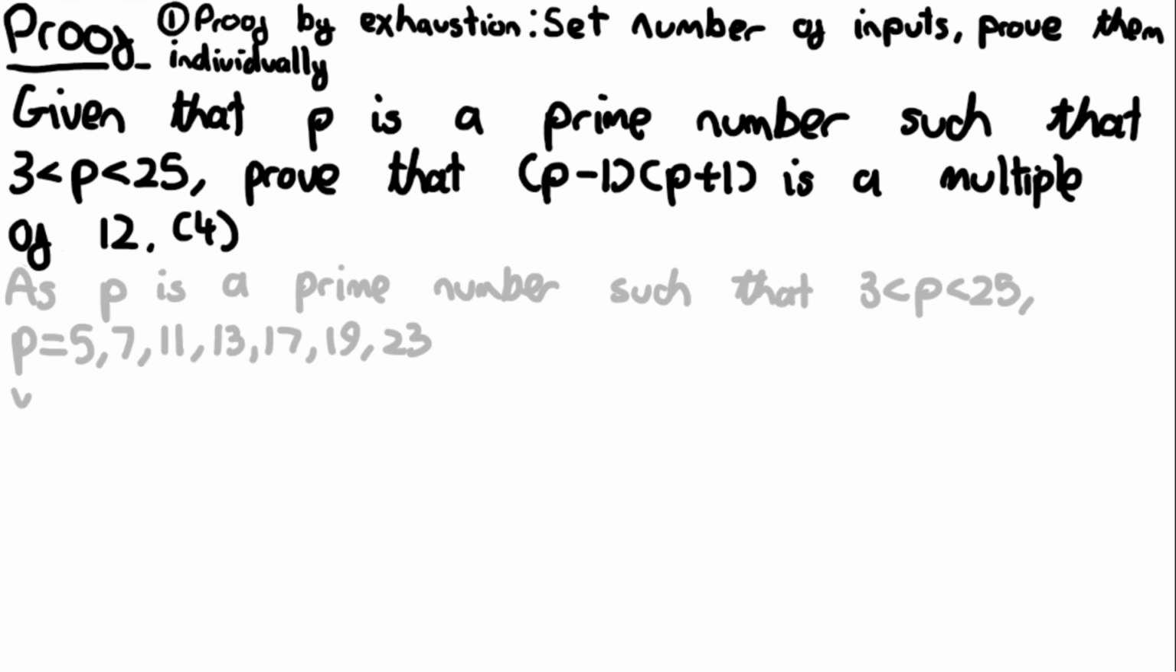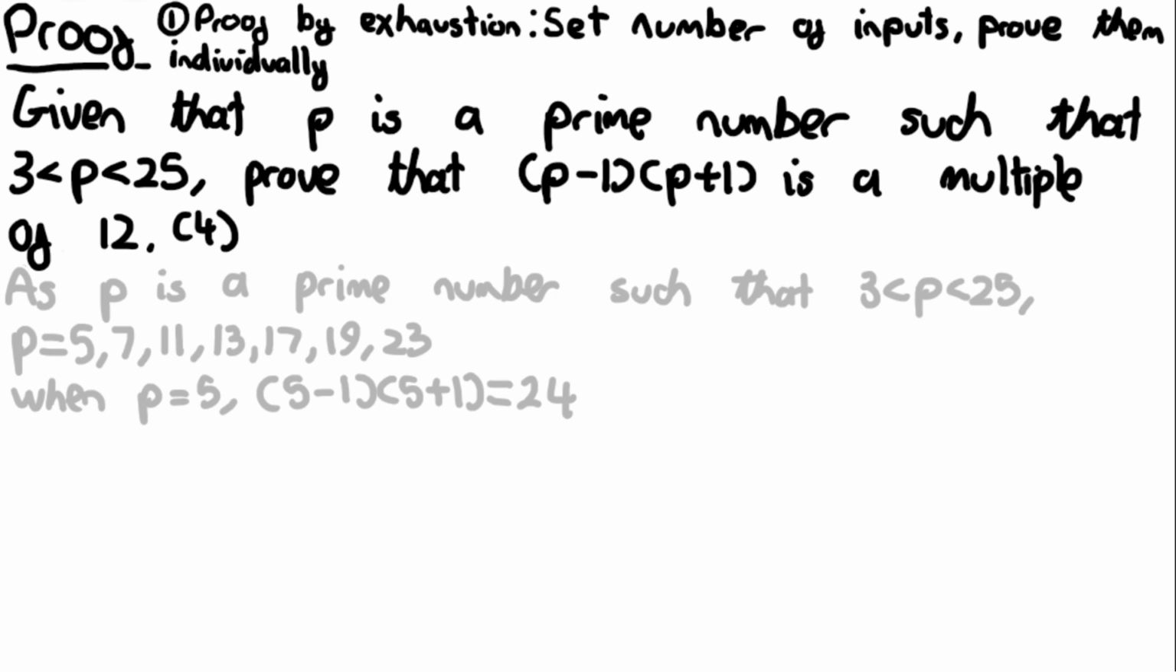So first of all, when p is equal to 5, it's going to be 5 minus 1 times 5 plus 1. We need to write this method out in order, because we need to show full steps, so we need to show us subbing 5 into the value of p. We need to show us subbing all the values for the values of p, and then this is equal to, if you put this into a calculator, 24.